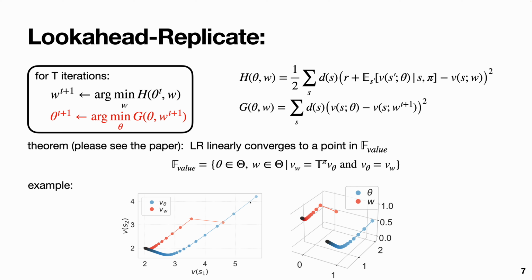And these are the iterates of the LR algorithm, I should mention. Eventually, we can see that the two value functions converge to the same point in the function space, even though the parameters are different. So this is a situation where we converge to a point in F value. Existing algorithms would not consider this pair of parameters a valid solution just because theta and w are not the same. But this is a perfectly valid solution and one that the LR algorithm is capable of finding.